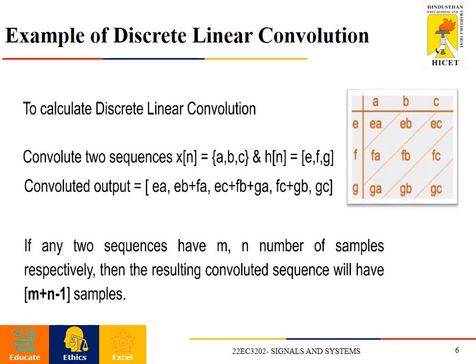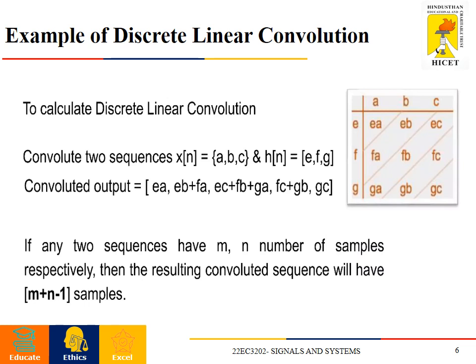The next step is here, the second sample of x of n and first sample of h of n, and the first sample of x of n and second sample of h of n are multiplied. Likewise, you have to multiply each of the samples in x of n and h of n. You will get the output samples.